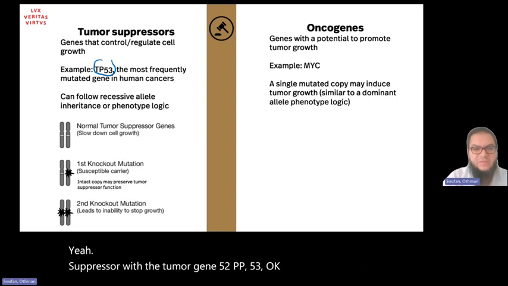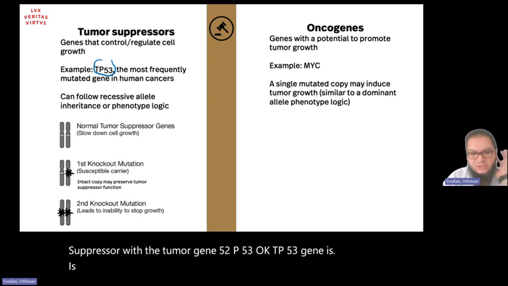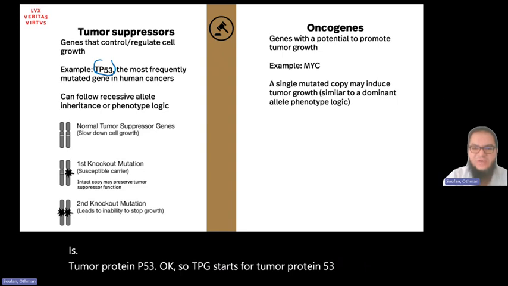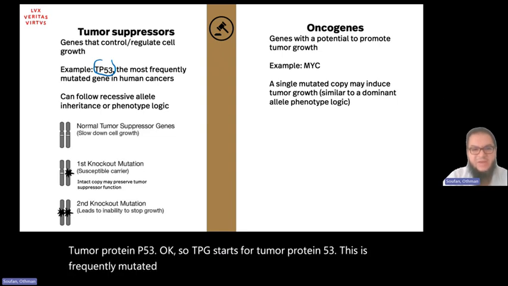The TP53 gene is a tumor protein p53. So TP stands for tumor protein 53. This is frequently mutated in a variety of human cancers.